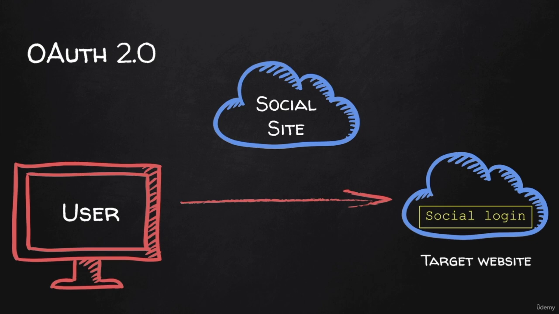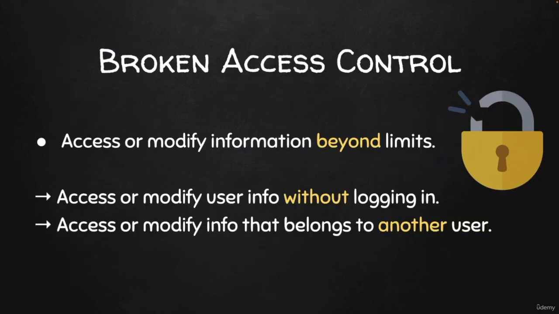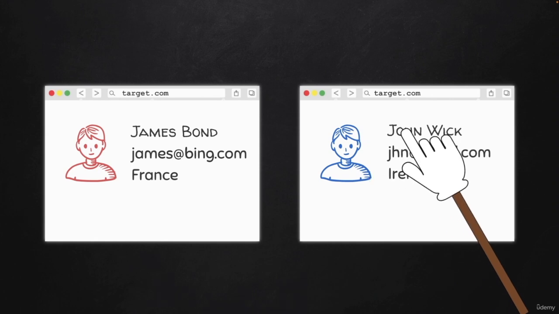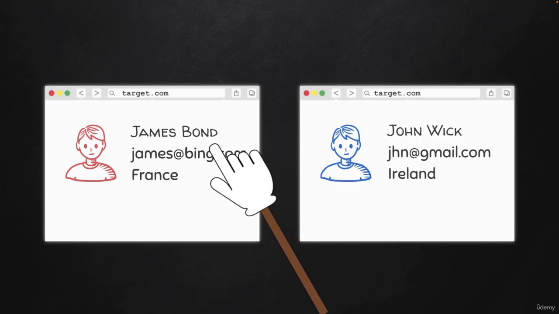Okay, so now that we understand what OAuth is, how it's used, and its impact, let's dive deeper on how it works and how to discover such vulnerabilities. So this falls under the broken access control vulnerabilities, and therefore the best way to discover it is to have two accounts and see if you can access information that belongs to the second account from the first account, or if you can log in as the second account using information or the token of the first account.